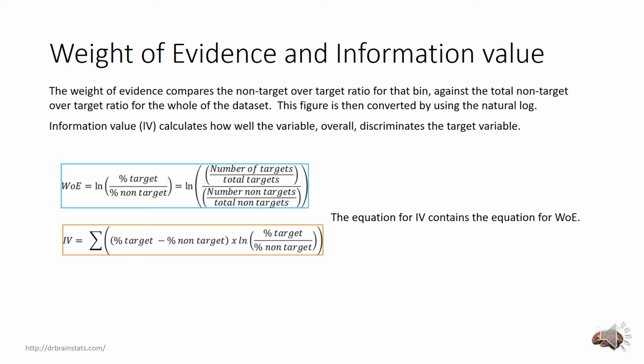The weight of evidence compares the non-target over target ratio for that bin against the total non-target over target ratio for the whole of the database. The figure is then converted by using natural logs. Information value calculates how well the variable overall discriminates the target variable. And as we can see, the equation for IV contains the equation for the weight of evidence.